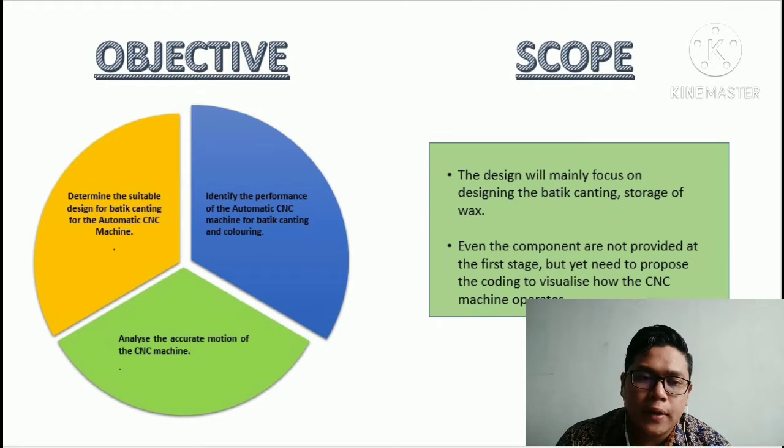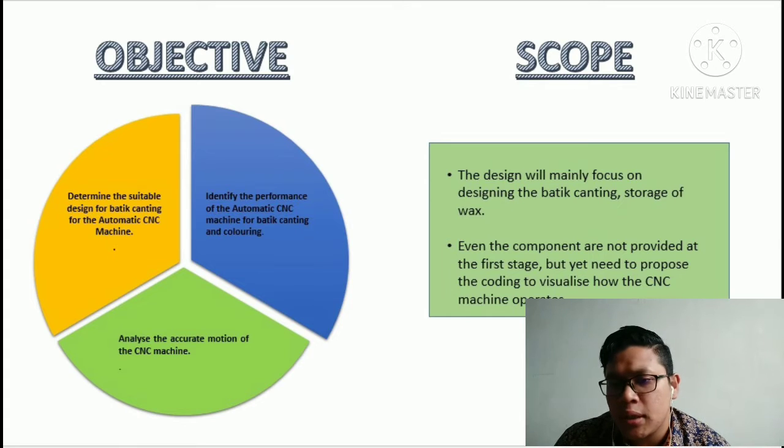For the scope of this project, we don't have to focus on the structure or frame, or what material is used for the CNC plotter machine, because the CNC plotter machine is already provided. What we focus on is the design of the batik canting, based on objectives number 1 and number 2: to find the suitable design and to identify the performance of the automatic CNC machine for batik canting and colouring. For batik canting, we have to decide whether to use fire to heat the canting or electricity to heat the canting. We also have to know about the storage of wax, what kind of wax we use, and how efficiently we spend the wax itself.